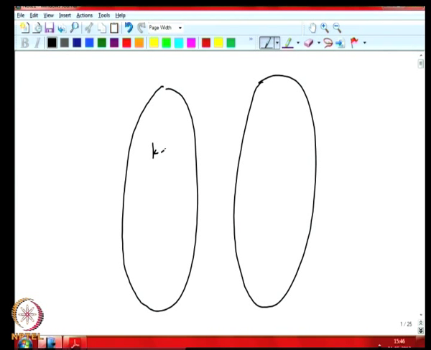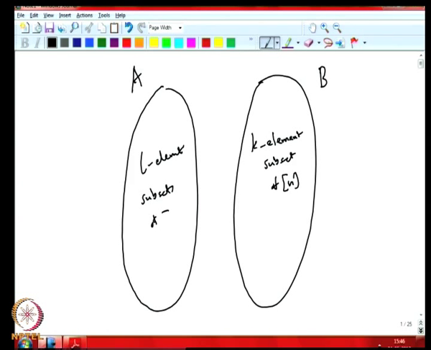So, we decided to take k element subsets of n on the right side. So, let us say this is A side and this is B side, and L element subsets of n in this side. So, when I say n element subset, each n element subset is conceptually considered as a vertex of the bipartite graph now.